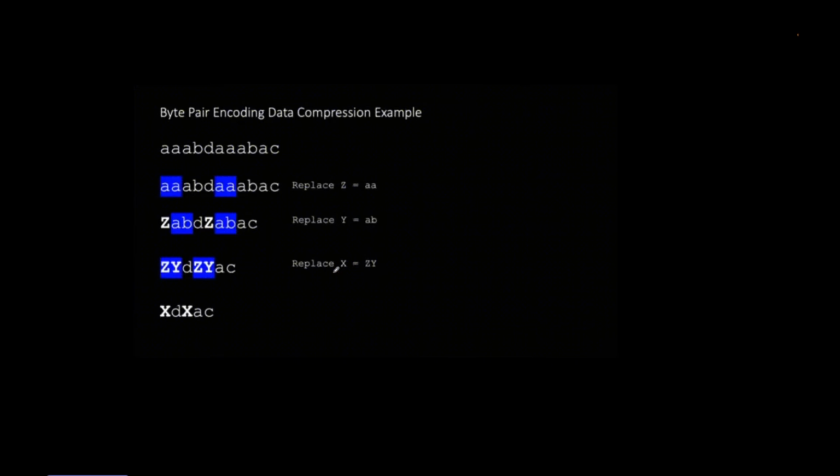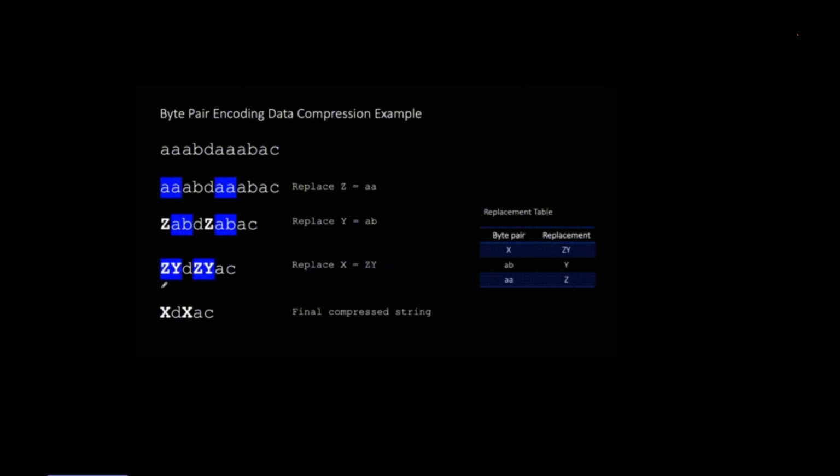And this is your compressed string, let's assume that we finished the iterations here. This would be your compressed string. So you go from this to this, and obviously you have the replacement table where you can go back and forth from one to the other. So once you have trained this algorithm, you have this table, and then you can tokenize, you can encode or decode using this table.